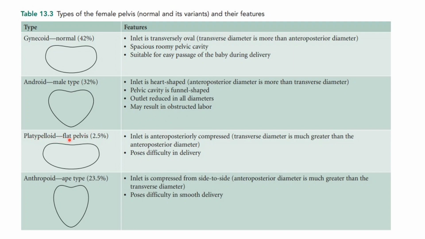Platypelloid or flat pelvis: transverse diameter is much greater than anterior posterior diameter. Inlet is anterior posteriorly compressed. Poses difficulty in delivery. Anthropoid type: anterior posterior diameter is much greater than transverse diameter. So inlet is compressed from side to side. Poses difficulty in smooth delivery.